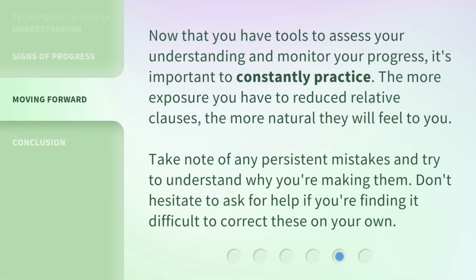Now that you have tools to assess your understanding and monitor your progress, it's important to constantly practice. The more exposure you have to reduced relative clauses, the more natural they will feel to you. Take note of any persistent mistakes and try to understand why you're making them. Don't hesitate to ask for help if you're finding it difficult to correct these on your own.